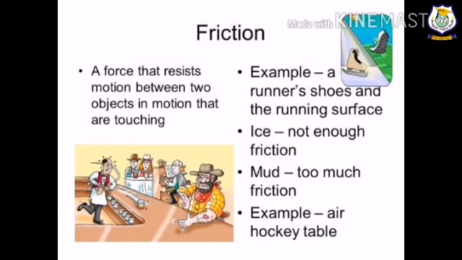In summarized form, friction is a force that resists motion between two objects in motion that are touching. Some examples are a runner's shoes and the running surface. Ice does not provide enough friction, while other surfaces provide too much friction. Example: an air hockey table.